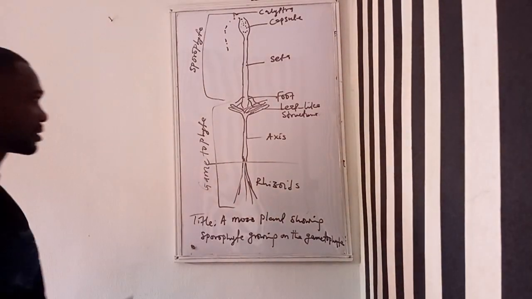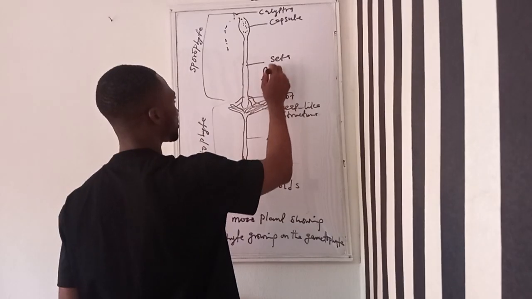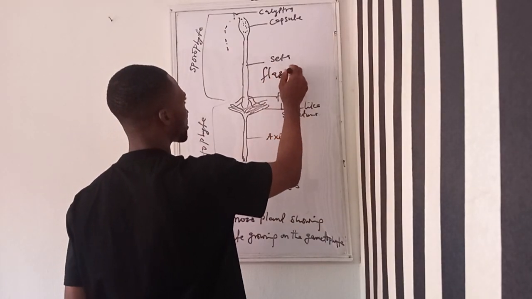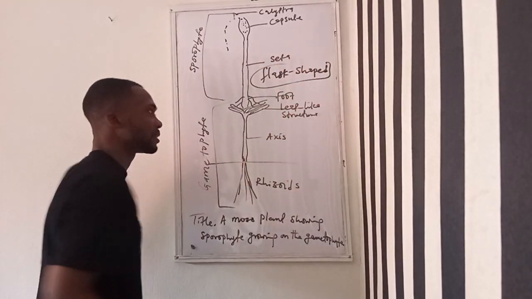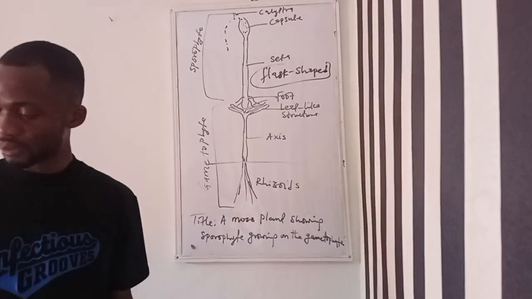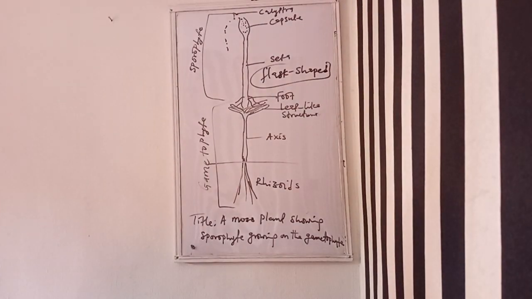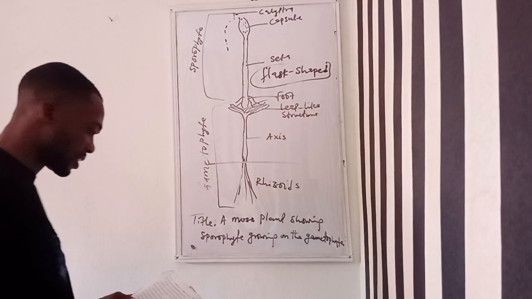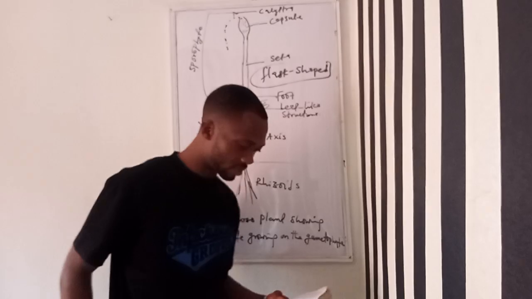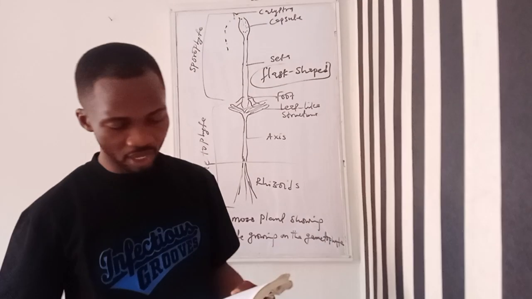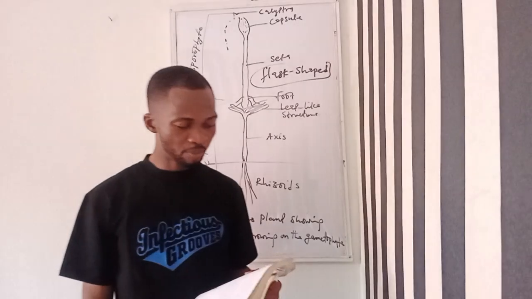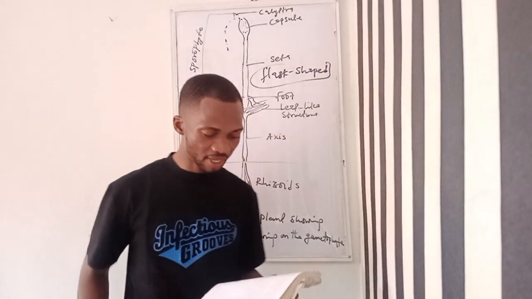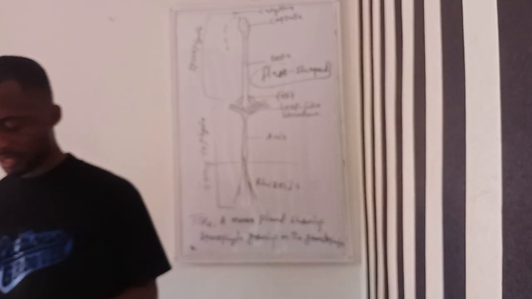Also note that the archegonium is flask shaped. That is for those writing exams. The archegonium is flask shaped and has a multicellular body. It has a short stalk and consists of a lower swollen portion called the venter and the upper tubular structure known as the neck.